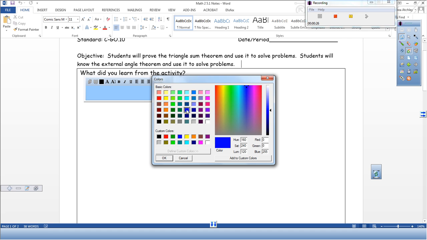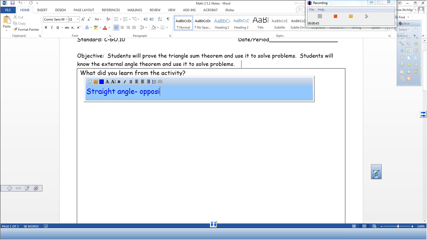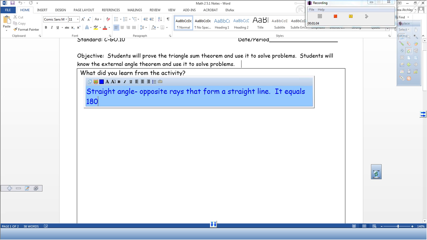So the first thing that we kind of reviewed is what a straight angle was. Remember, a straight angle was opposite rays that form a straight line. It equals 180 degrees.